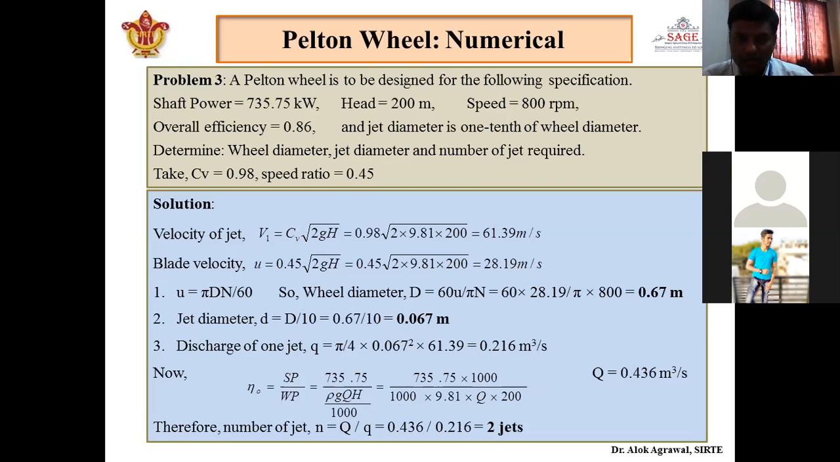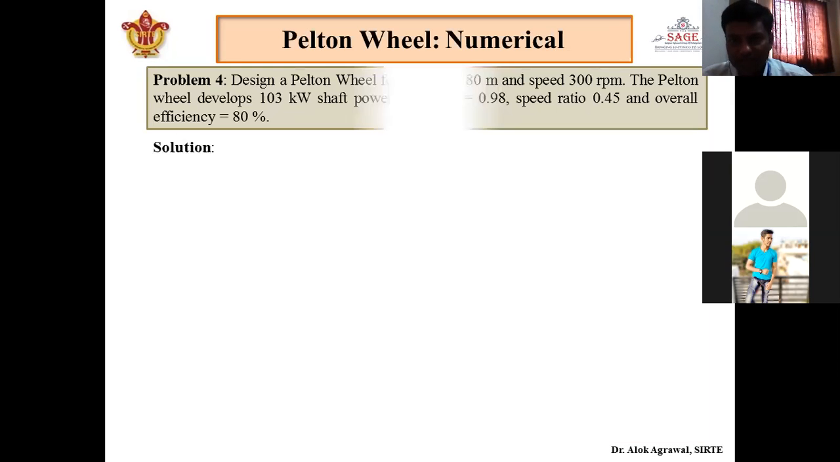This is a simple problem, but it was there in the RGPV exam. Now the last problem of today's class: design a Pelton wheel for a head of 80 meter and speed 300 rpm. Two things are given, H and N. The Pelton wheel develops 103 kilowatt shaft power. Shaft power is given. Take Cv equal to 0.98, speed ratio 0.485, and overall efficiency 80%.